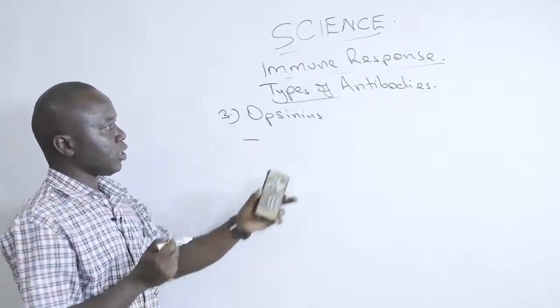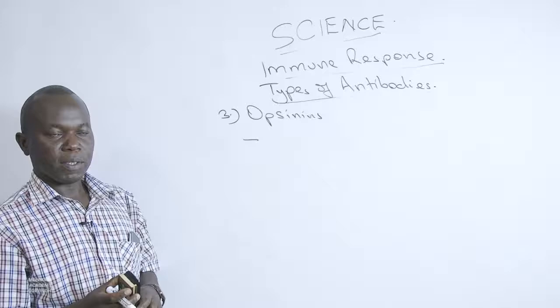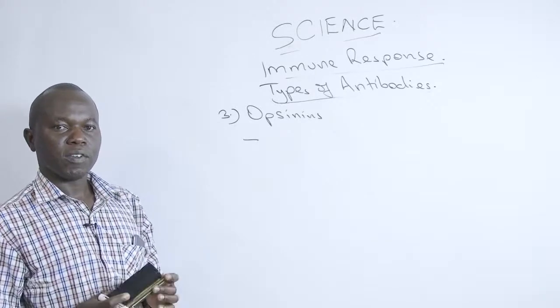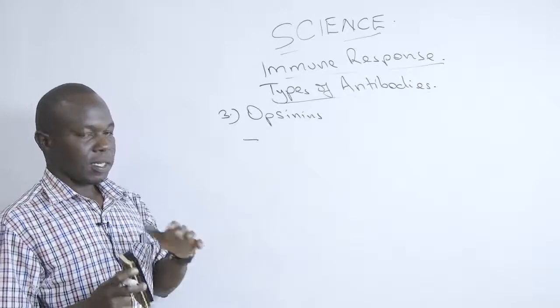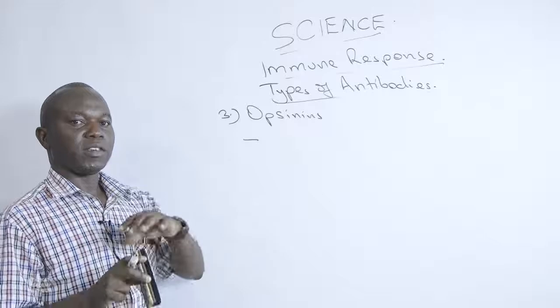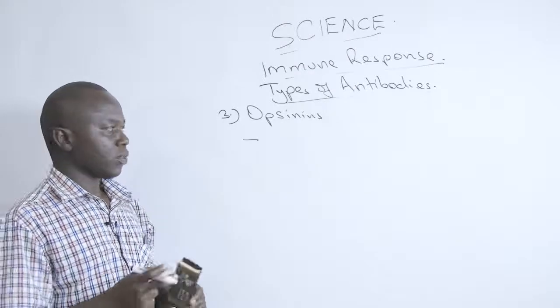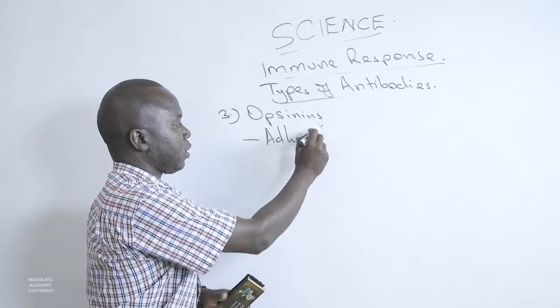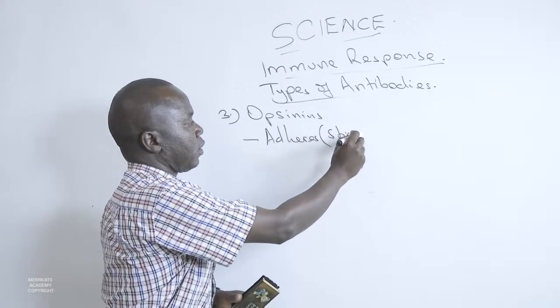Opsonines cause destruction of the pathogen by adhering on the surface of the pathogen. When it adheres on the surface of the pathogen, it becomes very easy for phagocytes to destroy it. Adheres, sticks.